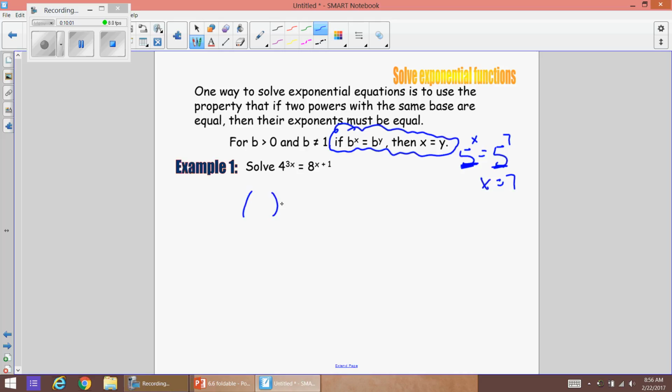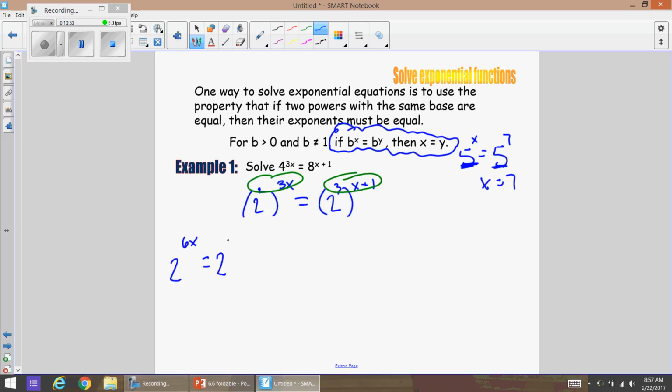So what we do is we rewrite the 4 and we rewrite the 8. So it's really 4 to the 3x equals 8 to the x plus 1. And at this point in math, you are pretty comfortable with the fact that 4 is 2 squared. And I hope you are also pretty comfortable with the fact that 8 is 2 cubed. Now, what we learned is that you multiply the exponents. So this is 2 to the 6x equals 2 to the 3x plus 3.